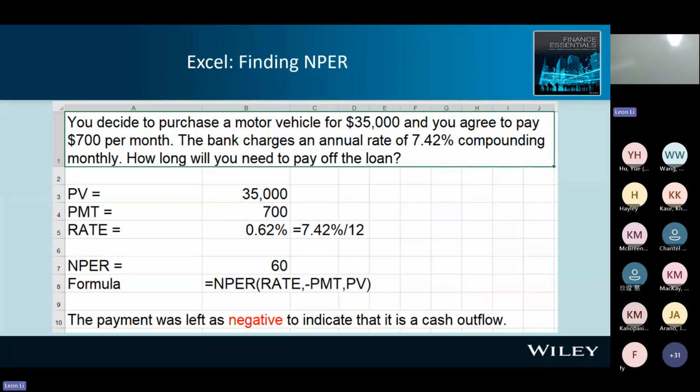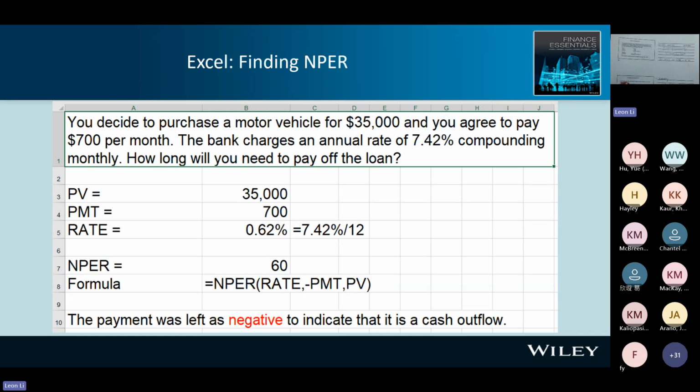So your $35,000 for the motor vehicle, right? Today, this is the present value. And your payment, $700 per month. The rate, 7.42%. How long will you need to pay off the loan?